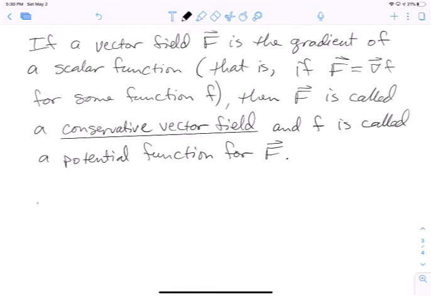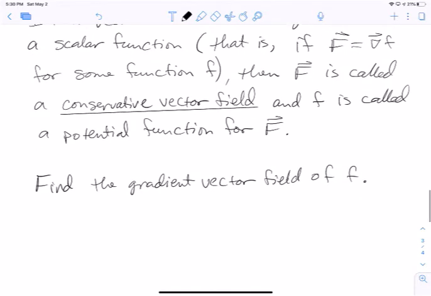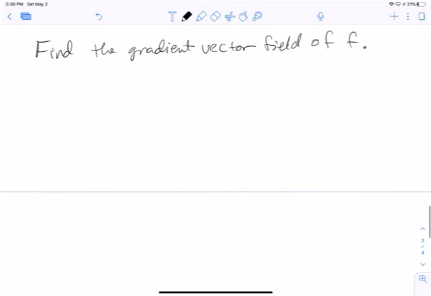Just to remind ourselves of what the gradient vector looks like, we're going to find one. We're going to find the gradient vector field of f for a function f of x,y,z equals x squared y times e to the y over z. First, we get our partial derivatives. We need the partial with respect to x, the partial with respect to y, the partial with respect to z. I recommend you go ahead and pause the video so that you can crank them out.